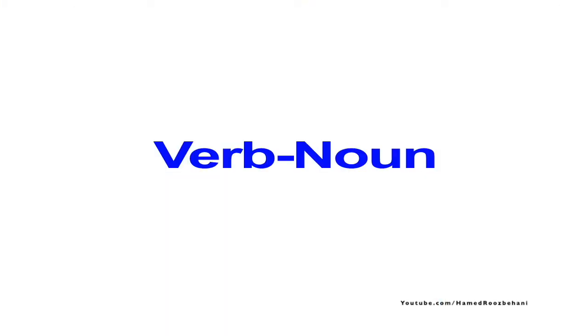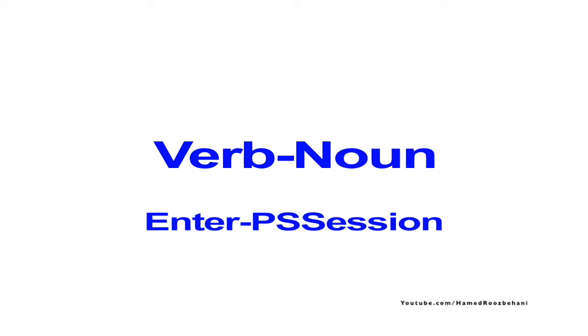PowerShell uses a verb-noun pair for the names of commandlets and for their derived .NET classes. The verb part of the name identifies the action that the commandlet performs, and the noun part of the name identifies the entity on which the action is performed. Here we can see some examples: Get-Process, Get-Help, Copy-Item, Set-Location, and Enter-PSSession.